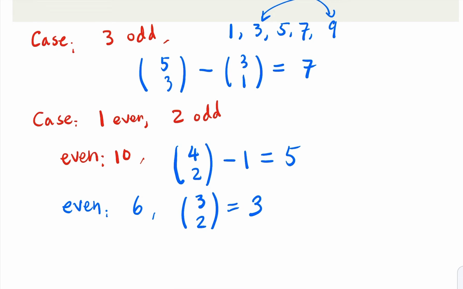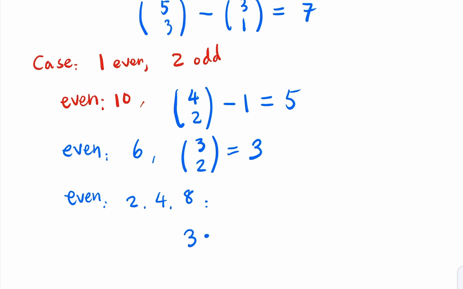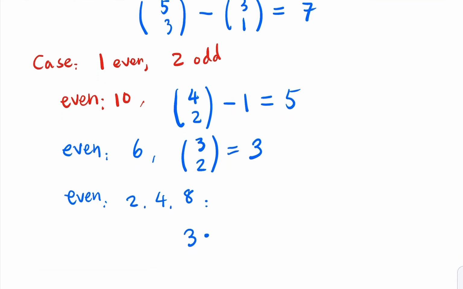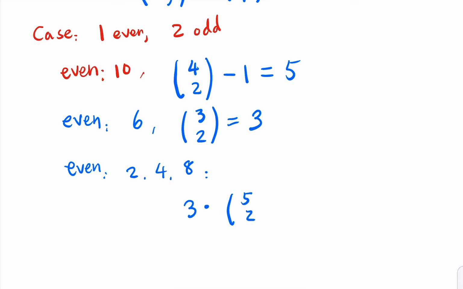For the remaining cases, the even number could be 2, 4, or 8. Those are 3 choices, times picking 2 odd numbers from 5, that is 5 choose 2. But then you want to exclude the case where 3 and 9 are both chosen, since they cannot appear at the same time, as they have a common factor of 3. So that gives 27.